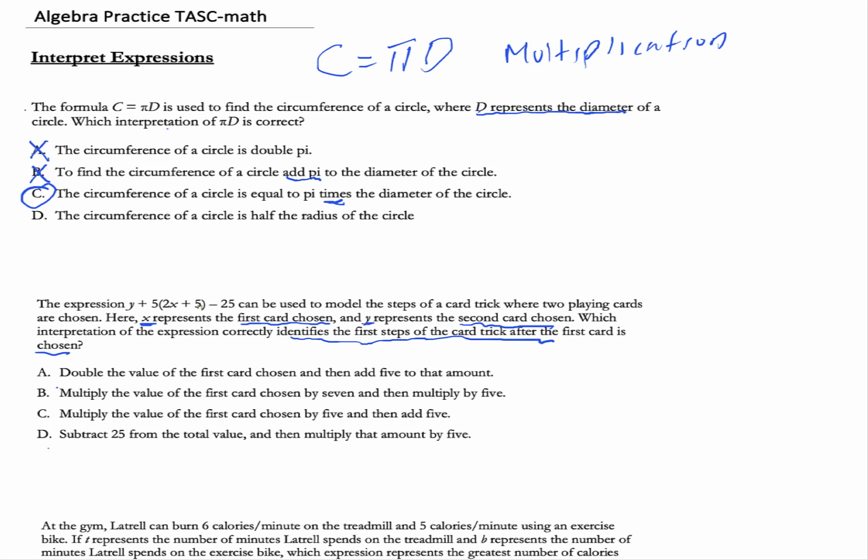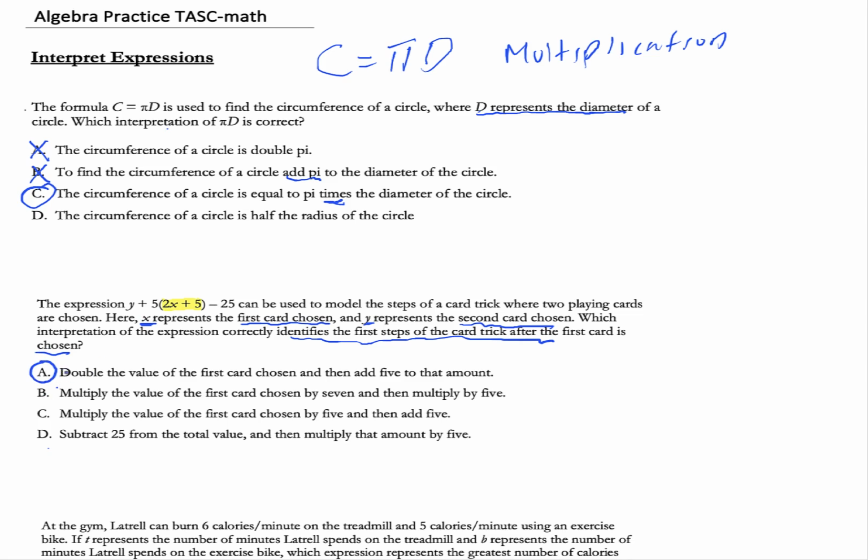So who is the first card? That would be X. So we're looking at right here inside of the parentheses. Notice this is 2 multiplied by X and then you add 5. So let's read our answer choices. The first one says double the value of the first card chosen and then add 5 to that amount. Yes, that is your answer. Double is the same thing as if you multiplied by 2.